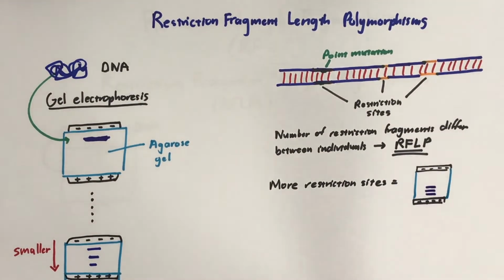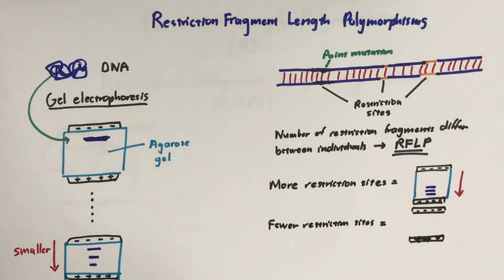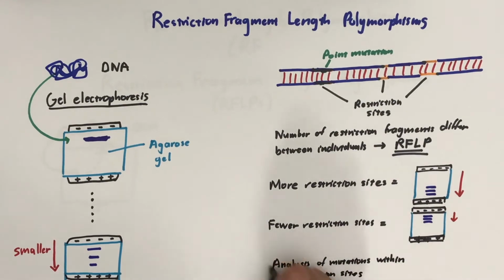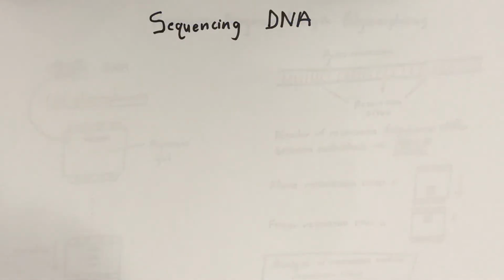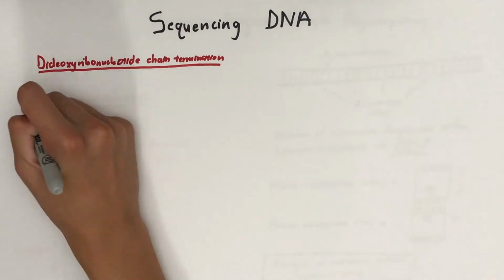And so when you test someone with sickle cell disease, their gel electrophoresis pattern will be different from someone who doesn't have the mutation, since they'll have a different number of restriction fragments. So you can use this rule in order to determine whether someone has some sort of mutation that may be associated with a disease. Another thing you might want to do is find the sequence of your DNA. For example, if you're the Human Genome Project, that might be one of your prime interests. So the old method was to use the dideoxyribonucleotide chain termination method.